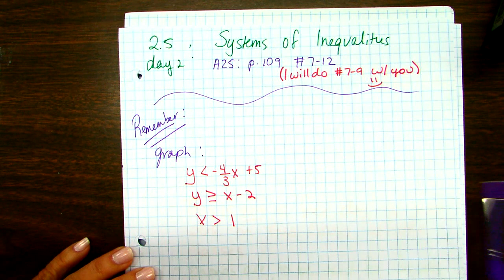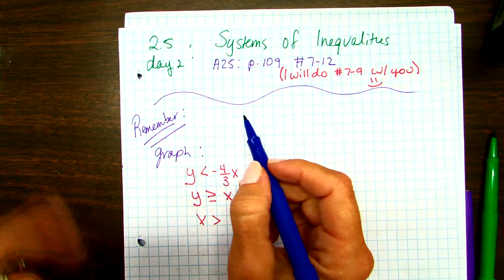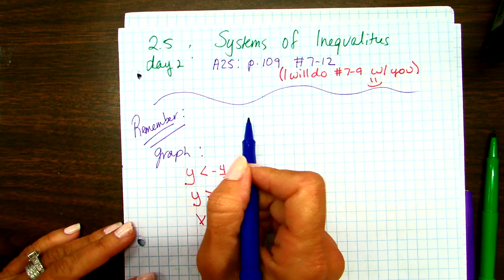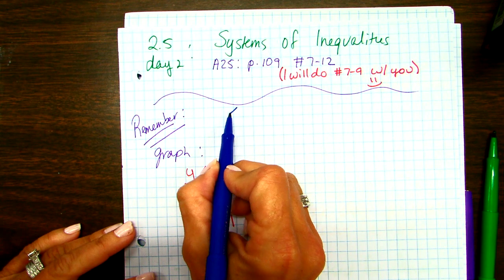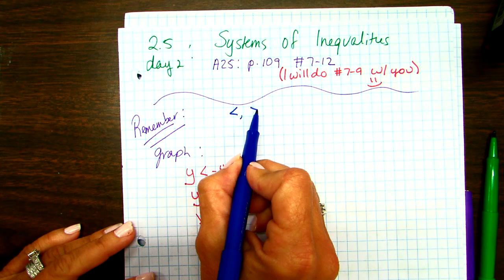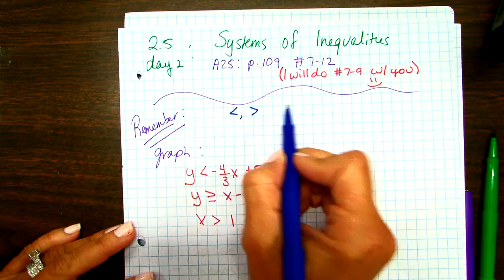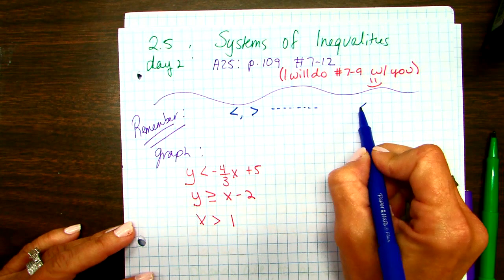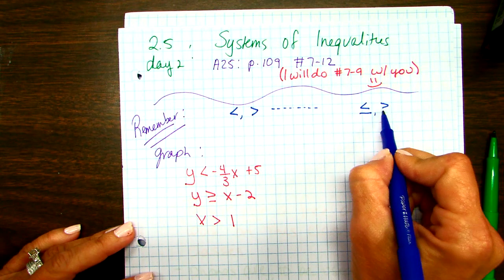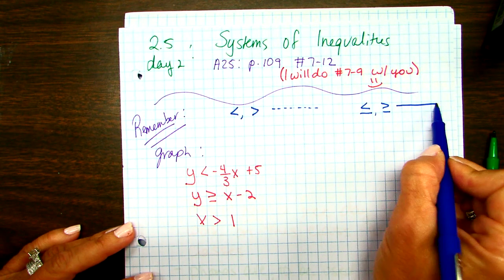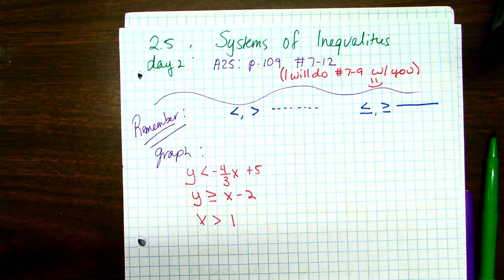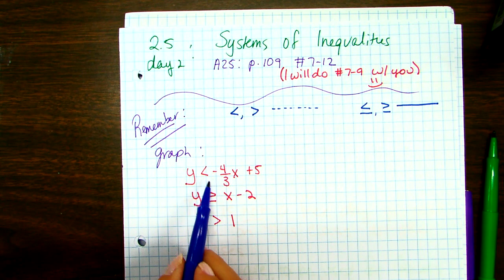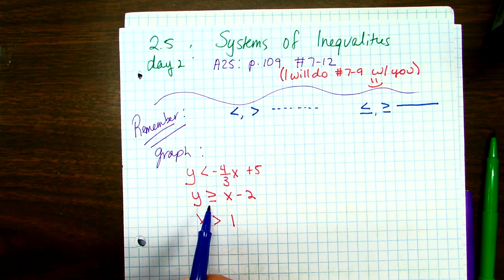So let's go over what the shading part is and the dotted versus solid, if you remember, okay? What we learned yesterday is anytime you have these types of symbols without the equal to, we use a dotted or dashed line. And if it has the equal to sign under it, remember, we use the solid line. When we graph our slope and our y-intercept, we connect those and then we decide, is it going to be dotted like this one or solid like this one? And we'll see that again in a second.